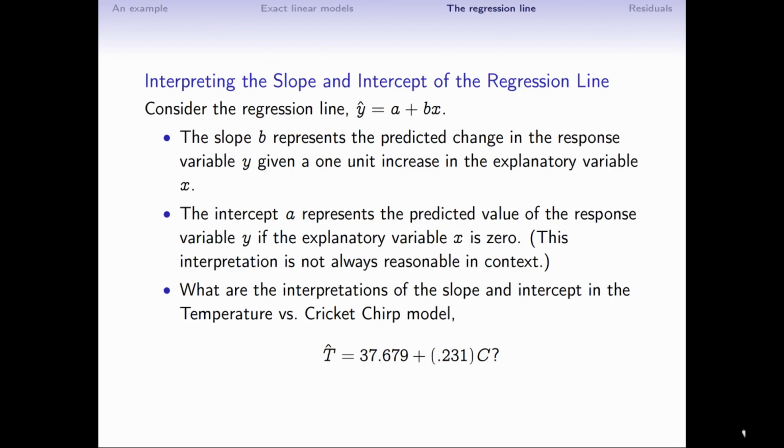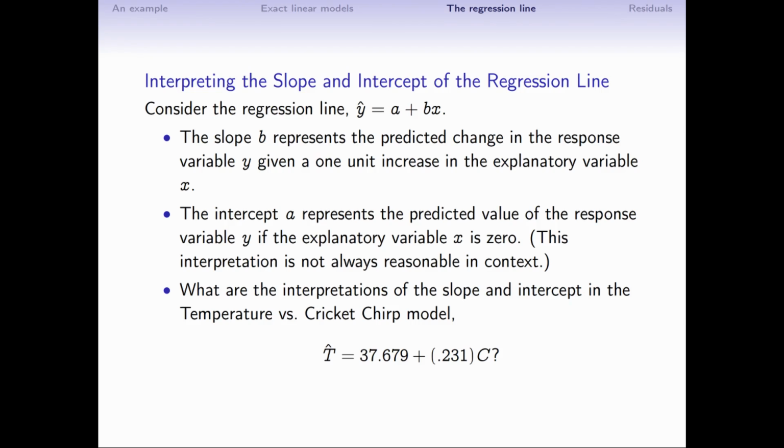So what are the interpretations of the slope and the intercept in the temperature versus cricket chirp model that we just studied? We just looked at this example using StatKey, and we saw that the predicted temperature could always be obtained by taking the cricket chirp beats per minute, multiplying by 0.231, there's the slope, and adding on the 37.679, that's our intercept. So what is the meaning of the 0.231?